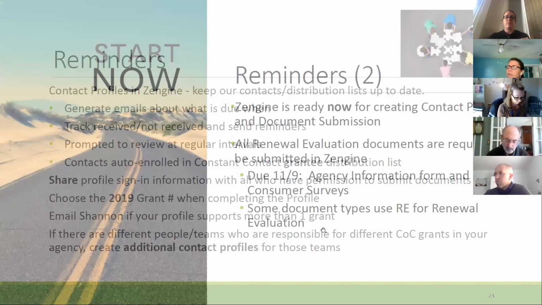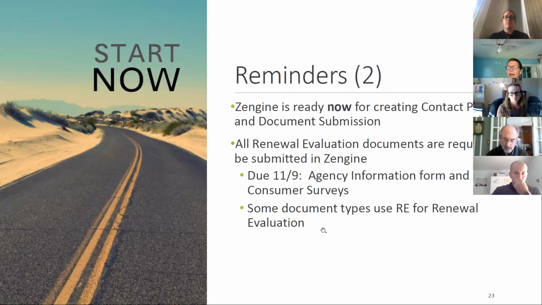Zengine's ready right now for creating your contact profile and document submission, and especially since we just kicked off the renewal evaluation season, we urge you to get in there as quickly as possible and set up your contact profile. It'll be one less thing when the first deadline comes up, which is on November 9th, when the agency information and consumer surveys are due.